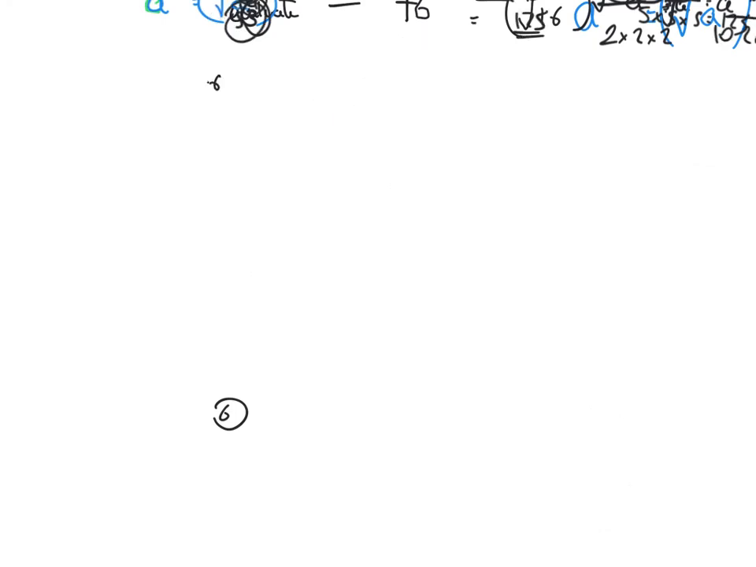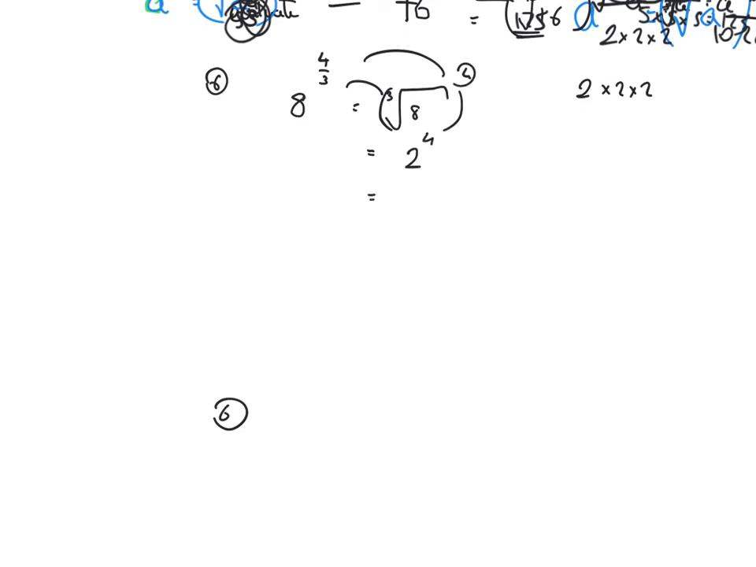Okay, next one, let's go 8 to the power 4/3. That number down there, that number up there, so it's going to be the cube root of 8 brought to the power 4. What's the cube root of 8? So it's 2, because 2 times 2 times 2 is 8. And then it's 2 to the power 4. What's that? Well, that's 2 times 2 times 2 times 2. 2 2s are 4, times it by 2 is 8, times it by 2, that is 16.